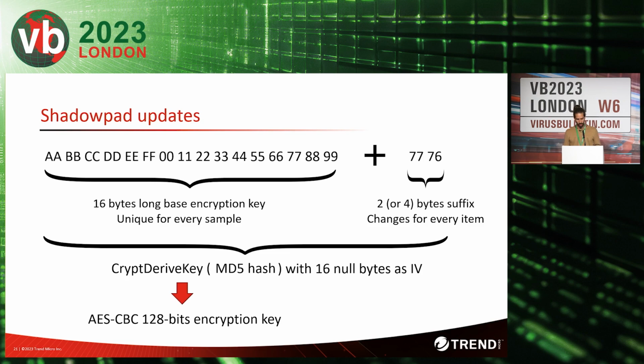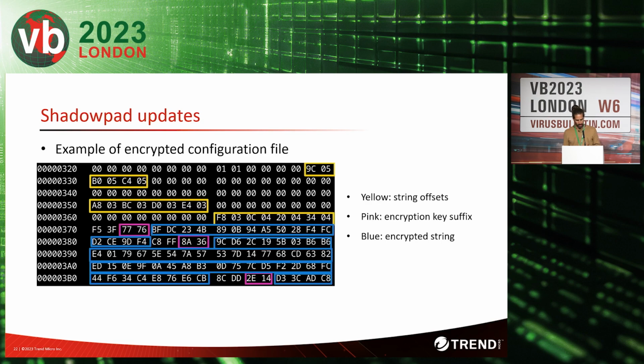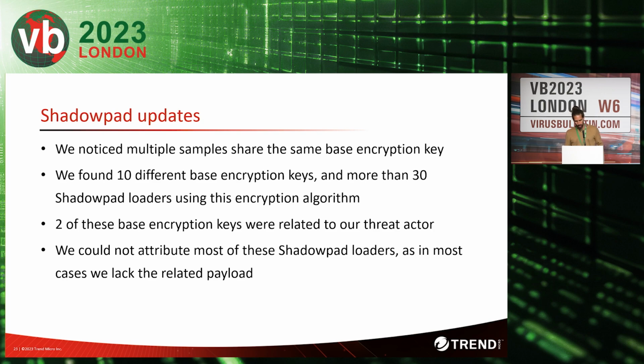So this is interesting because we found out, this is an example. So in this case, for example, this blue string here will be encrypted with this suffix. This blue string will be encrypted with this one, and this one here will be encrypted with this suffix. So as I mentioned, it changes for every encrypted item. So what's interesting is that we noticed multiple samples shared the same base encryption key. So this 16 bytes long encryption key is shared.